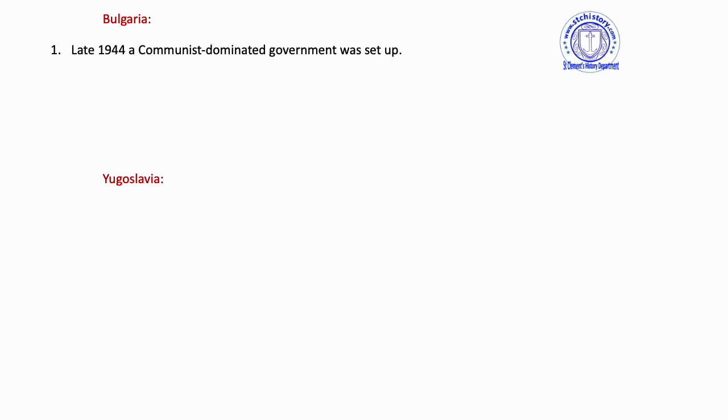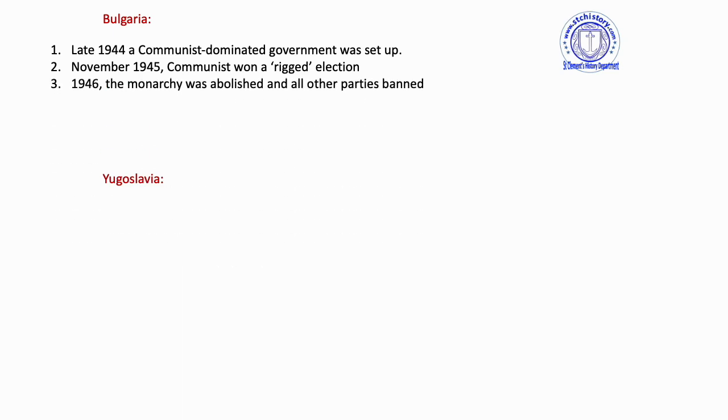So Bulgaria then. In late 1944, a communist-dominated government was set up. So some semblance of democracy, I guess, but it's definitely heavily weighted towards communism. In November 1945, there was then another election victory, fully for the communists, but this one again was rigged. In 1946, the monarchy was abolished, and again, all of the parties banned.